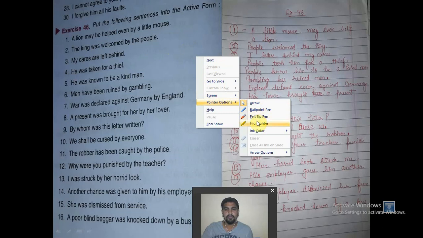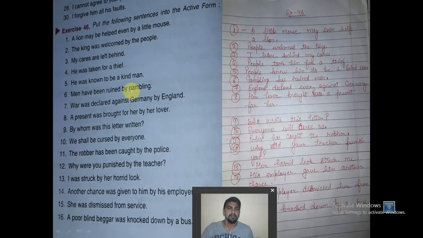Let me have my pointer or the highlighter on. So the first statement is: a lion, which is our subject, may be helped, that is our passive voice, even by a little mouse. So this is our statement: a lion may be helped even by a little mouse. We need to analyze the statement.